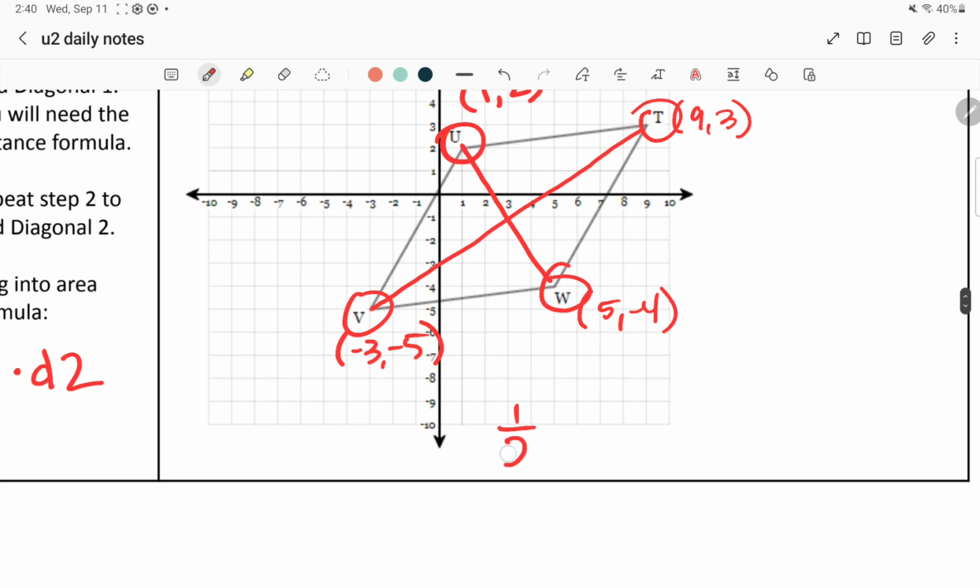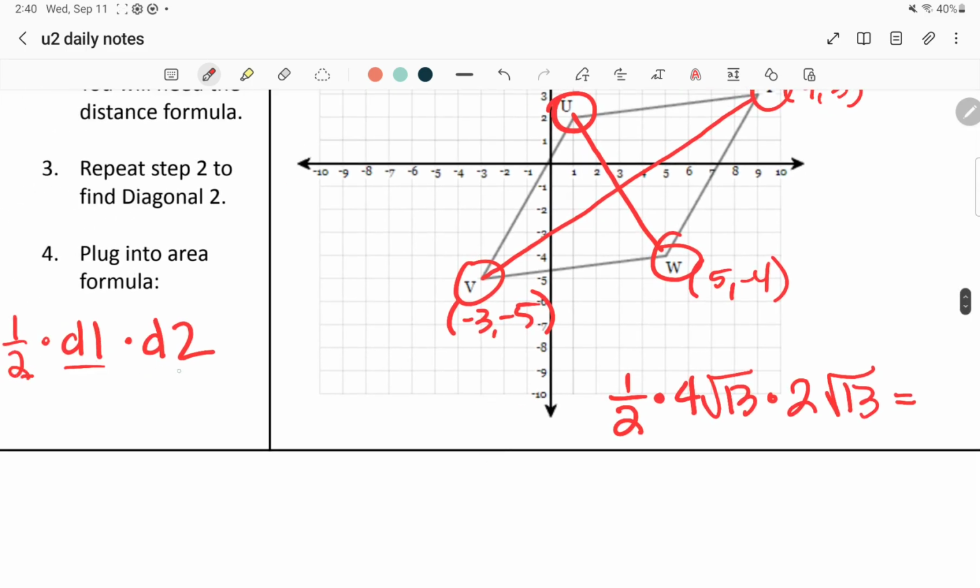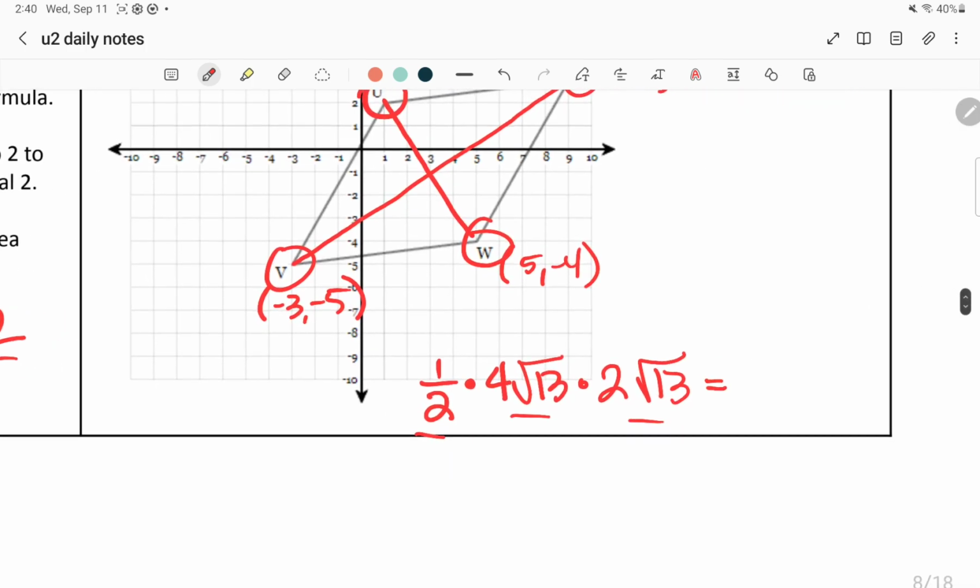So my final thing is finding the area. 1/2 times 4 square root 13 times 2 square root 13. Right? That's my formula. 1/2 D1 D2. When I plug that into my calculator, I get the answer 52. Again, remember?